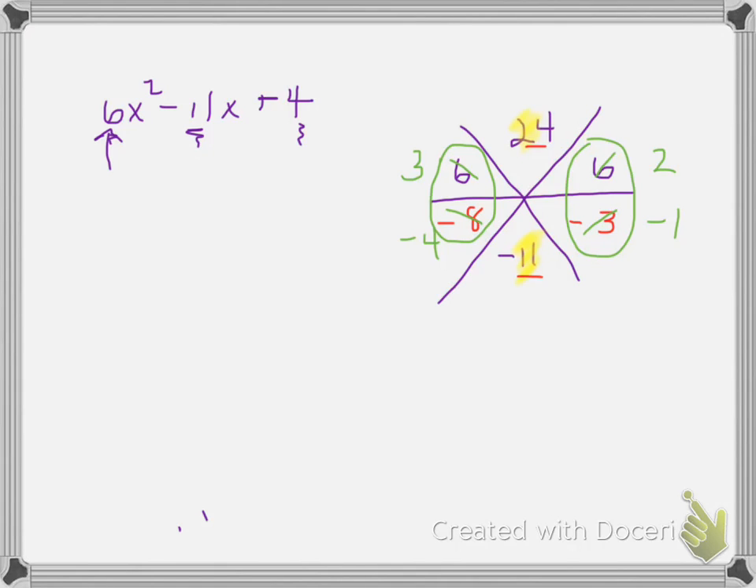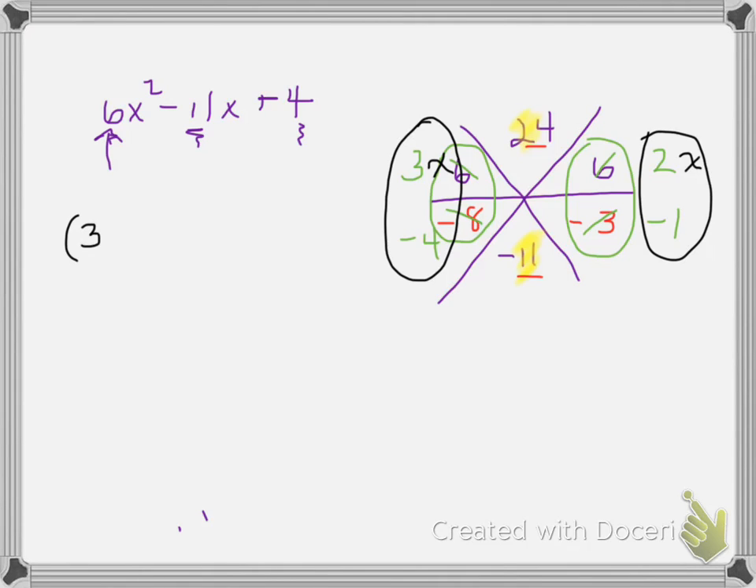What I'm going to do next is put the variable always with that top number. In this case, I'll put the x here and the x here. And now my two factors come from what I have on the sides. This would factor as 3x minus 4 times 2x minus 1.